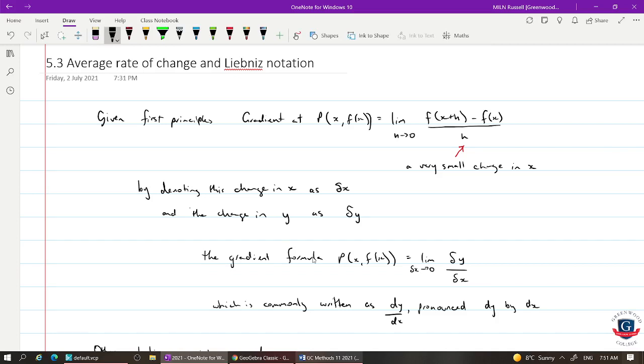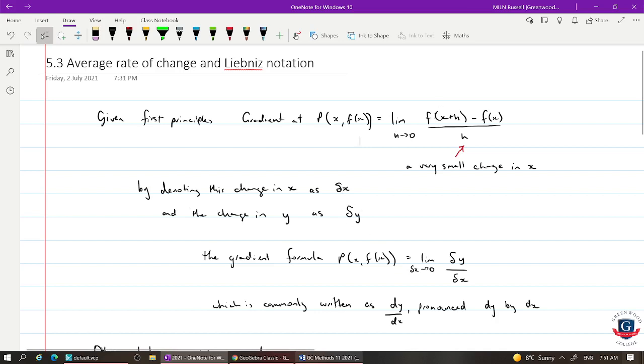equals the limit as h tends to 0 of f of x plus h take f of x on h, where h is a very small change in x. Now, we can rewrite this by denoting the small change in x as delta x, and this symbol over here is lowercase delta, and typically we talk about delta x being a very small change in x, and the change in y is delta y.